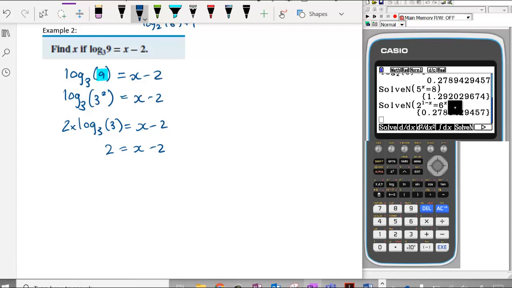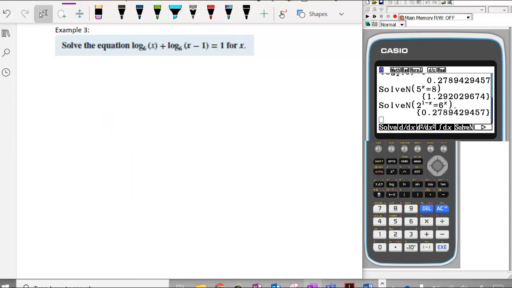From here, it's an easy solve. We can add 2 to both sides. We have 4 is equal to x, and therefore x is equal to 4. So there's our solution. A slightly different approach. We needed to simplify and evaluate before solving. The next example is a little bit more complex. Again, it will require some simplification before solving.